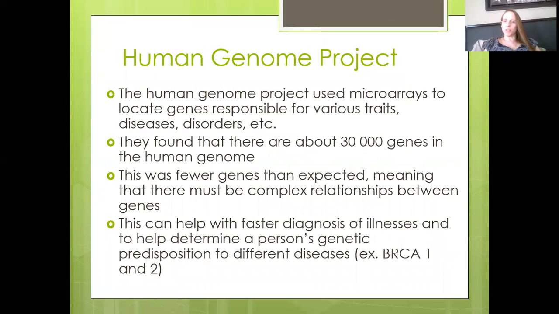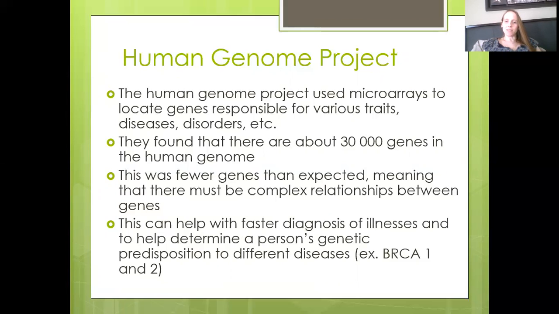You may have heard of the Human Genome Project before. It used microarrays to locate genes responsible for thousands of different traits, diseases, and disorders. They found there are about 30,000 genes in the average human genome, which was actually way fewer than expected considering how much variety in human traits there are. But that did tell us that there's really complex relationships between genes, and a lot of traits involve a combination of environmental and genetic factors, stuff like that.